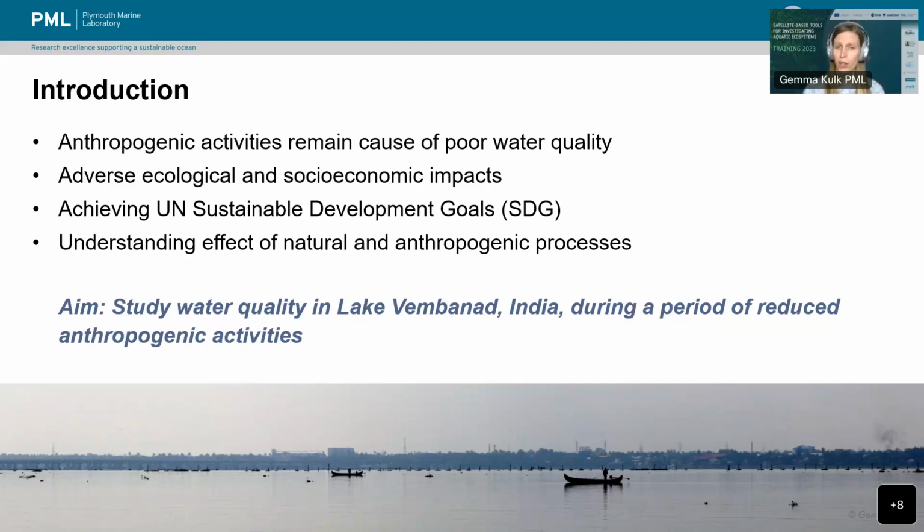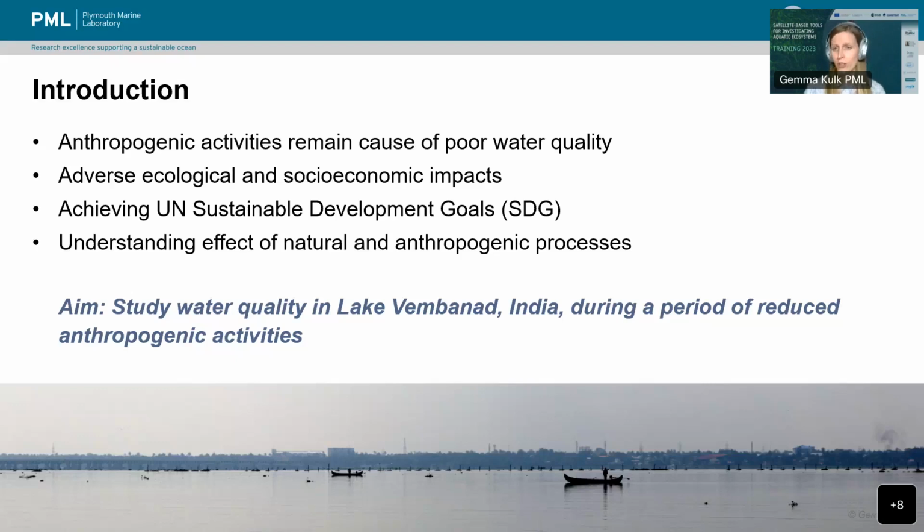So poor water quality can lead to adverse ecological and socio-economic impacts. Shubha already mentioned the Sustainable Development Goals of the United Nations in her presentation last week. And in relation to access to clean water and sanitation to improve human health, the SDGs also address the need for sustainable development of vulnerable coastal regions, such as the Vembanad Kol Wetland System.